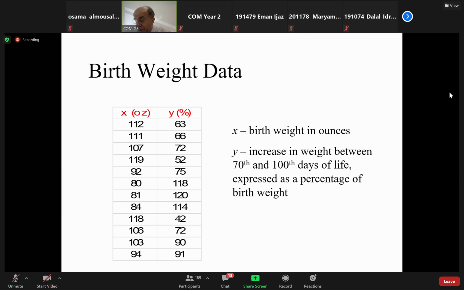Now, another relationship: birth weight and increase in the weight between 70 and 100 days.